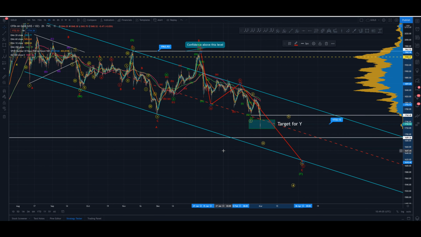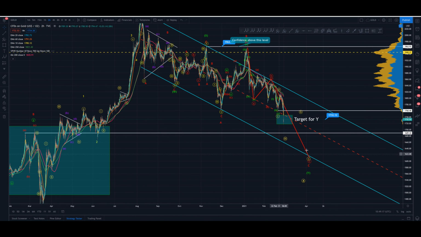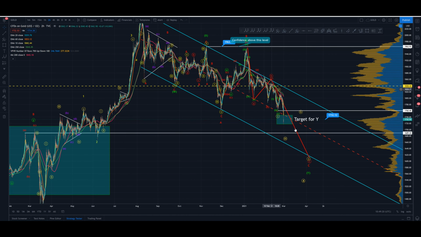Now, if that's right, it also supports the count I've got for silver, which is a flush down in a C, right, a finish off of a C. This is a C of a lesser degree into a Y, but we'd both be moving down together for a while. So if we came down into this end of this channel here, we'd have 1, 2, 3 points of contact on the bottom of this channel, and then we could bounce and get out of here.